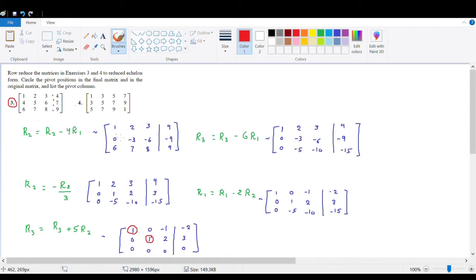Also we need to circle them in the original matrix. So here at 1 and at 5. Since we have a pivot position in the first column and in the second column, we will say that columns 1 and 2 are pivot columns. So we have two pivot positions, that means we also have two pivot columns.